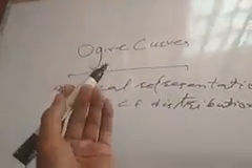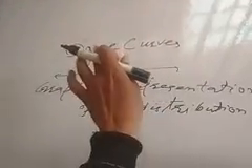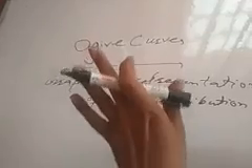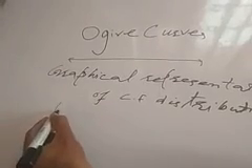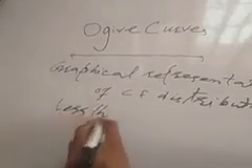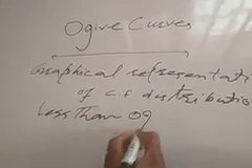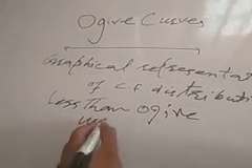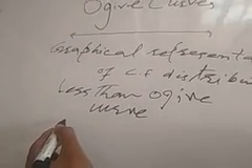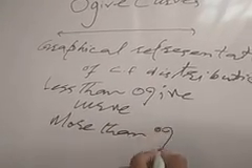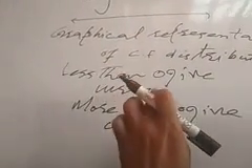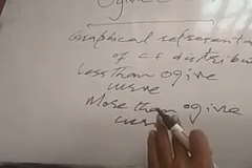We do this with the help of two curves known as Ogive curves. One is known as the less than Ogive curve, and another is known as the more than Ogive curve. So there are two types of curves.